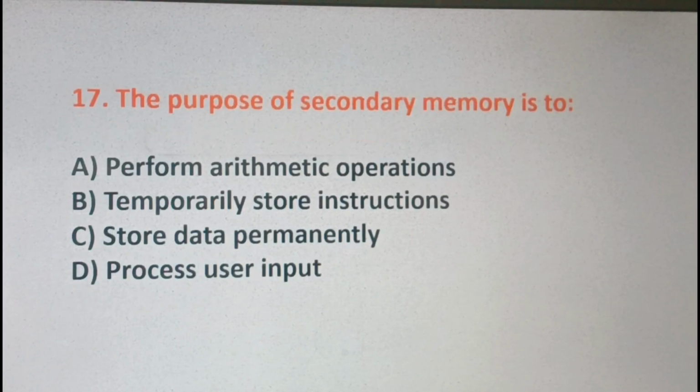The next question, the purpose of secondary memory is to perform arithmetic operations, temporarily store instructions, store data permanently, process user input. The correct answer is option C, store data permanently.